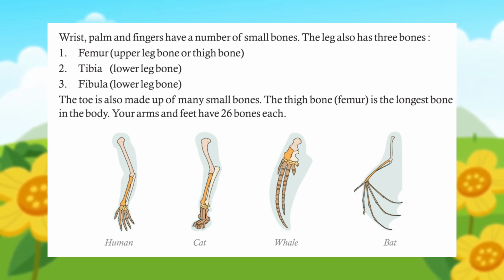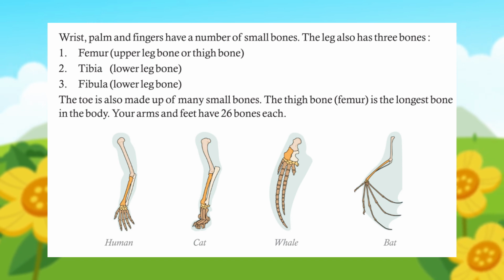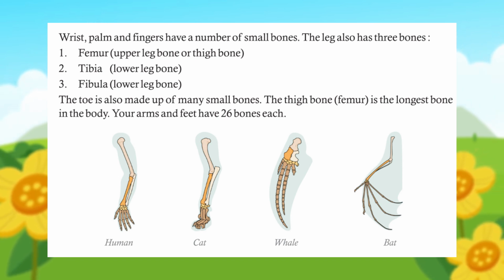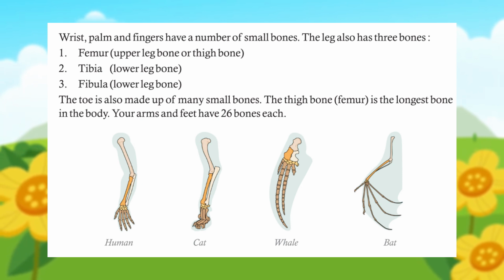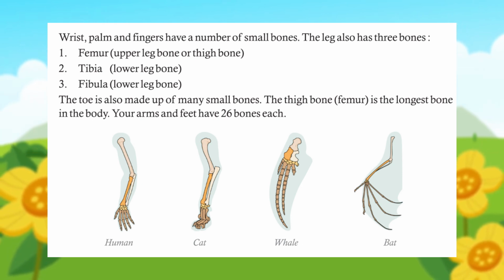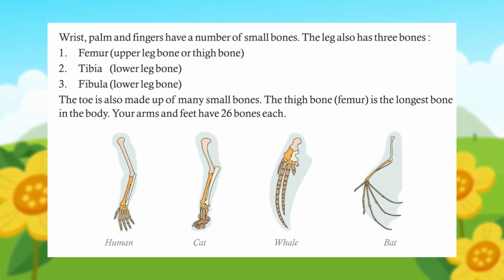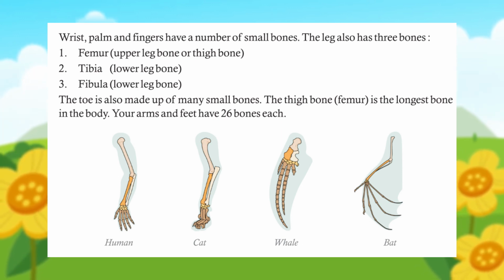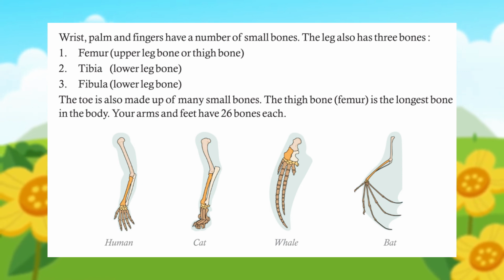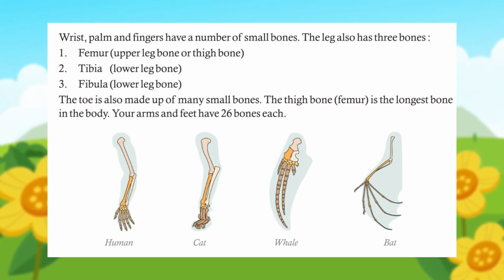The leg also has 3 bones. 1. Femur, upper leg bone or thigh bone. 2. Tibia, lower leg bone. 3. Fibula, lower leg bone. The toe is also made up of many small bones. The thigh bone, femur, is the longest bone in the body. Your arms and feet have 26 bones each.